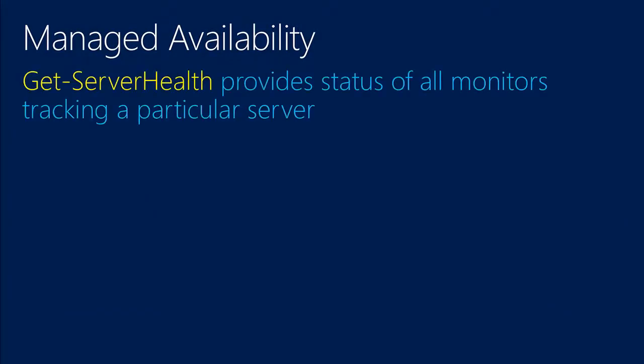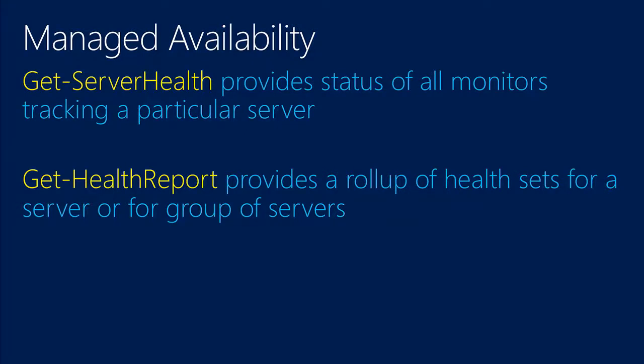So we've already talked about Get-ServerHealth and Get-HealthReport. If you weren't in the managed availability sessions, these are the two primary cmdlets that you'll use to view the health sets on a server and to view the managed availability probes and monitors and responders that are associated with a given health set. These are also the commands that you'll use to find out the health of your servers. And there's a mechanism whereby you can get the health of an individual server, or there's also a command that you can run that will give you a roll-up of all of the server health for an entire database availability group as well.